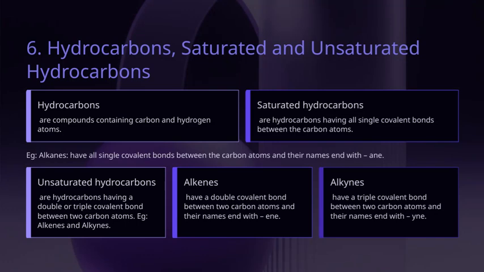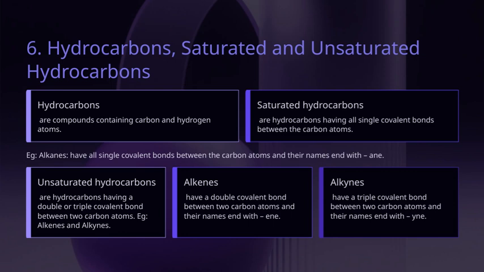Let's take a closer look at hydrocarbons and their different types. First, we have alkynes, which are hydrocarbons that contain a triple covalent bond between 2 carbon atoms. Their names always end with -yne, making it easy to identify them. Next, we have alkanes, which are saturated hydrocarbons. These have all single covalent bonds between the carbon atoms, meaning they are saturated with hydrogen. Their names end with -ane.